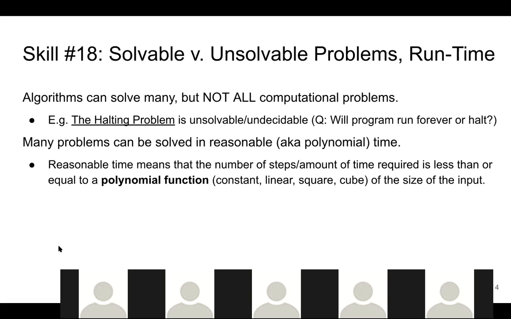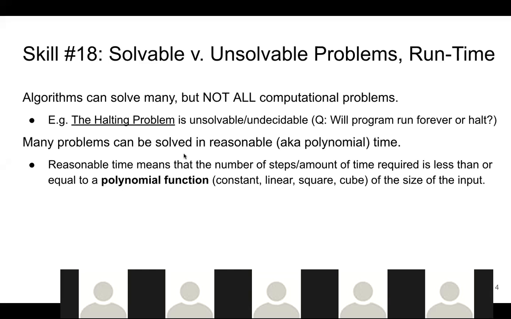So we know algorithms can't solve every problem, but there are many problems that can be solved in reasonable, aka polynomial time. That's something you should write down as well. Many problems can be solved in reasonable or polynomial time. So when I say reasonable, in mathematical terms, when we're being precise, we're talking about a polynomial sort of function, and we'll get deep into that. So don't worry if it doesn't make sense just yet.